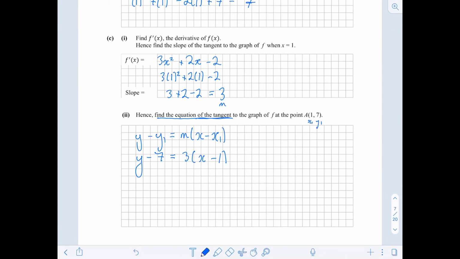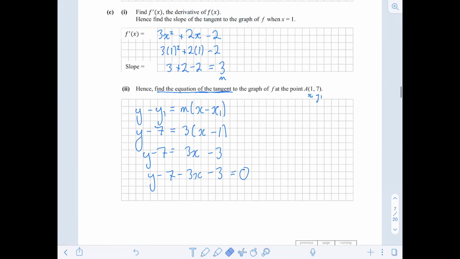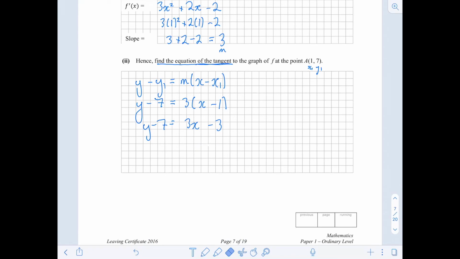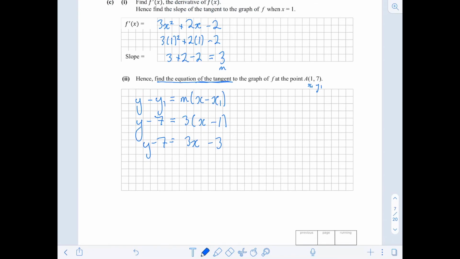I'd already worked out my slope. My slope was 3. So I have y minus 7 is equal to 3x minus 3. Sorry lads, that was a mistake. So I now have to write everything on the one side and keep x positive. So x is currently positive, so everything gets brought over to its side. So we go 3x minus y minus 3 plus 7, and that's going to equal 0. So 0 is equal to 3x minus y plus 4. And that's the equation of the tangent.